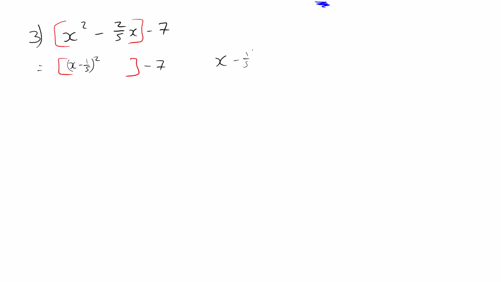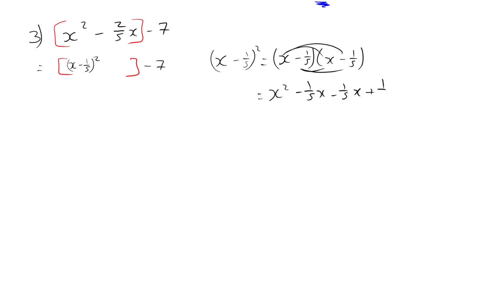Again, expand this out. X minus a fifth squared is x minus a fifth times x minus a fifth. So multiplying those two brackets together. Okay. So we've got x times x gives us x squared. X times minus a fifth gives us minus a fifth of x. Same again, minus a fifth times x is minus a fifth of x, and minus a fifth times minus a fifth is plus 1/25. Combine that together, x squared minus 2/5 x plus a 25th. That extra 25th we need to take away, that's our adjustment.